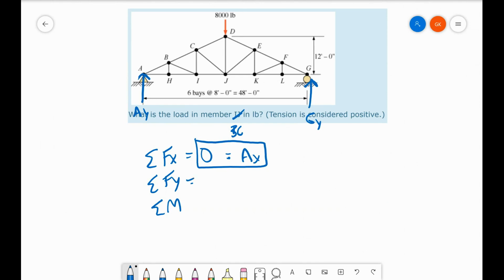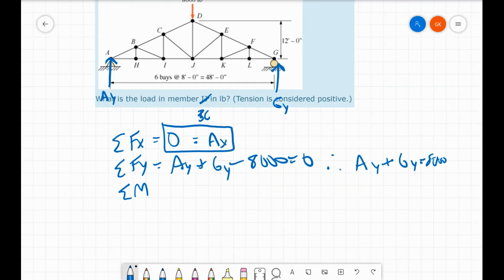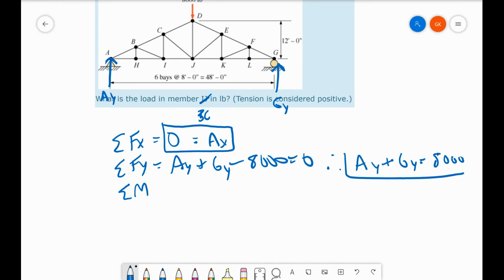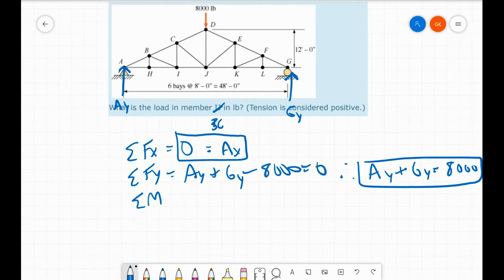there. Okay, then I have the sum of the forces in the Y direction. Well, that would be AY plus GY minus 8,000, and it's all equal to 0. Therefore, AY plus GY is equal to 8,000. Not the best handwriting there. Let me see if I can clean that up. There we go. Okay, but we can't actually solve that yet. That's not actually finished. We need one more equation.